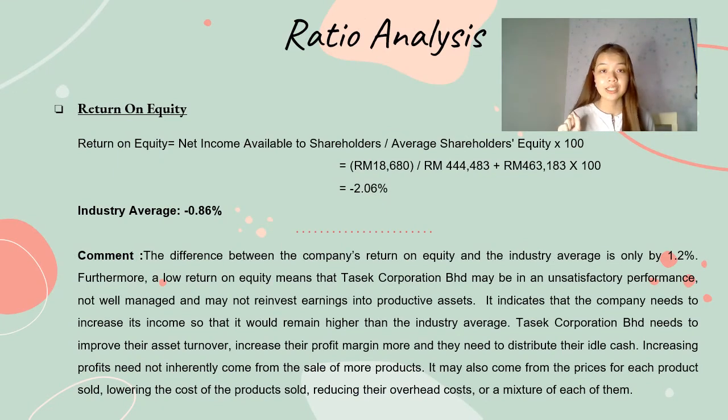Last but not least, return on equity. The formula to calculate return on equity is net income available to shareholder divided by average shareholder equity. Based on the calculation, the return on equity of the company is negative 2.06%, while the industry average is negative 0.86%. It shows that the return on equity of the company is lower than the industry average.